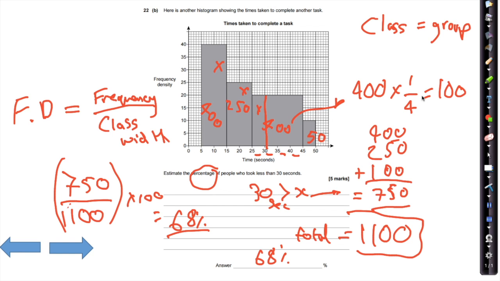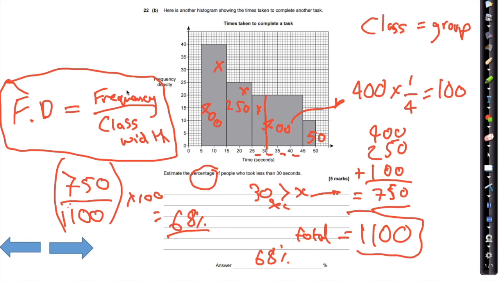So just to quickly recap, we find out by knowing that frequency density is frequency over class width. We can find out the frequency by multiplying both sides by class width. So frequency is frequency density times by class width. With that, we can find out all of these frequencies. If we add them all together, that will give us the total. And if we want to know the percentage of people who took less than 30 seconds, we find out how many people are in this side of 30 seconds, 1/4 of this amount plus these two. And it's that out of 1,100 times by 100 to get the percentage.